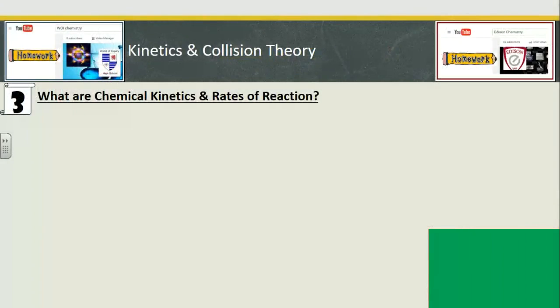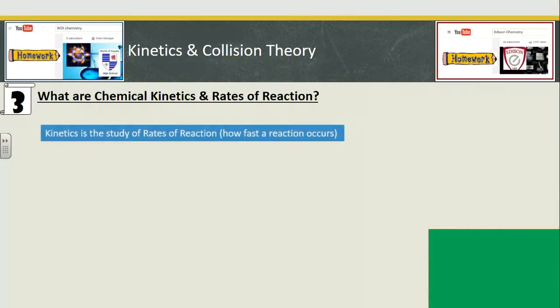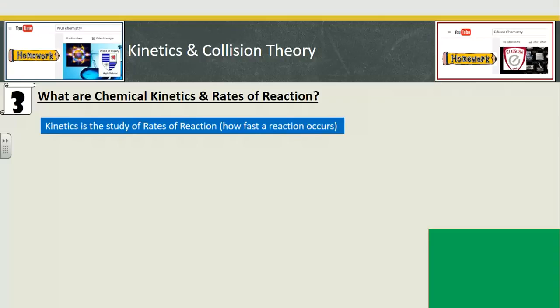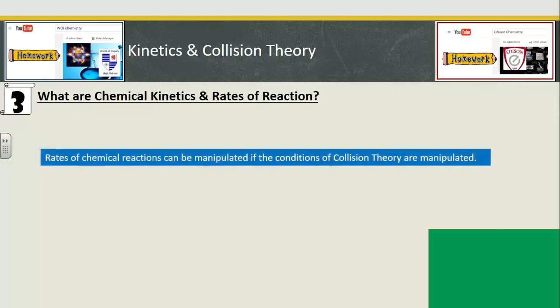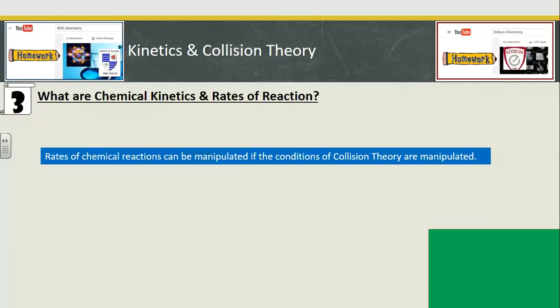What are chemical kinetics and rates of reaction? Well, kinetics is the study of rates of reaction, so they're kind of the same thing: how fast a reaction occurs. You can speed them up, you can slow them down, but the question is how? They can be manipulated if the conditions of collision theory are manipulated.